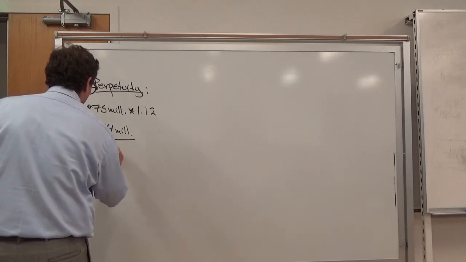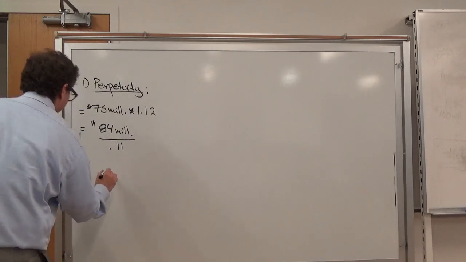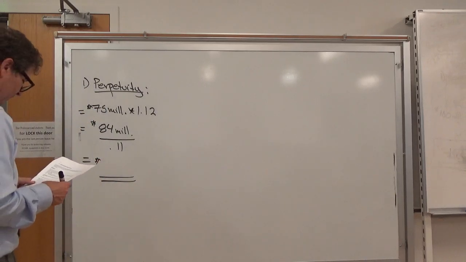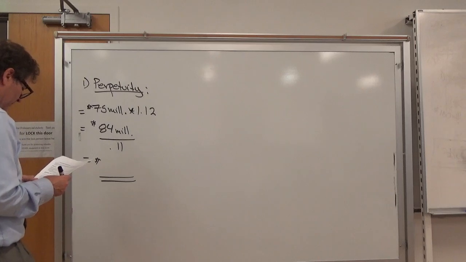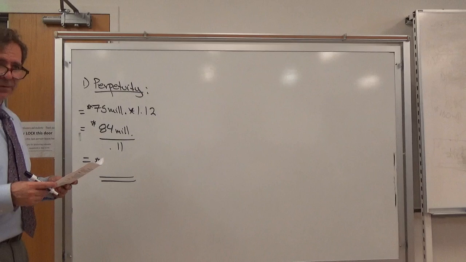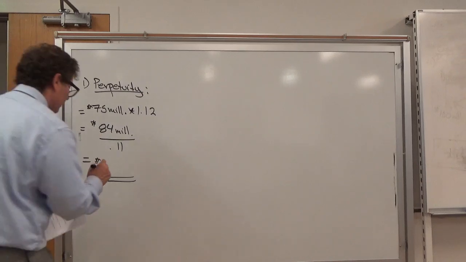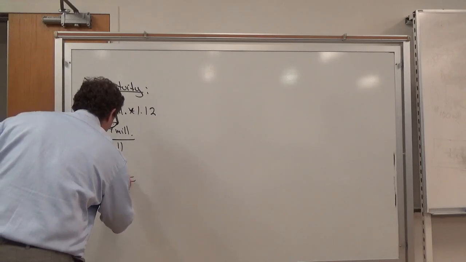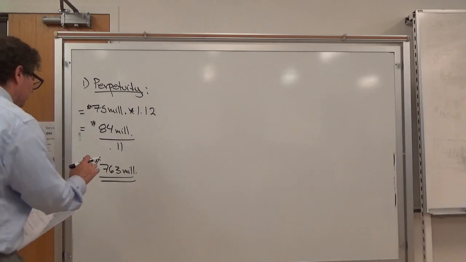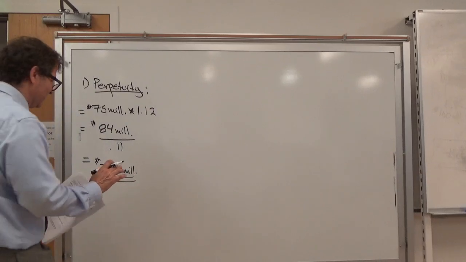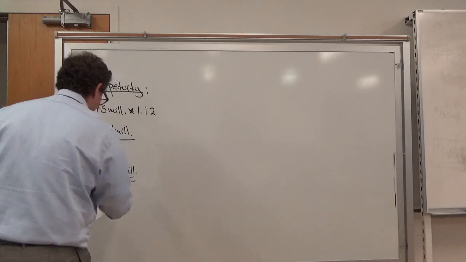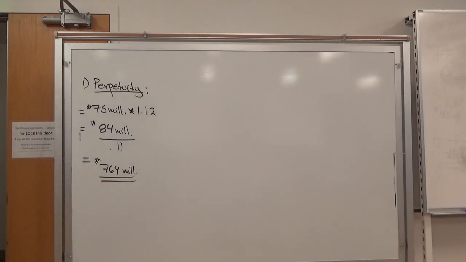11%. 0.11. And what's the value using the perpetuity model? Come on, guys. What is it? It's 84 divided by 0.11. 763.6 million. Let's just round it. Make it easy on us. Okay, got it. What's the next method?